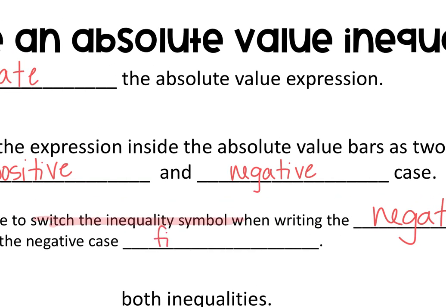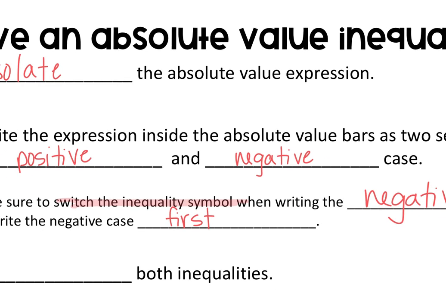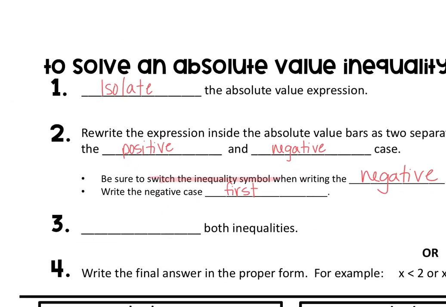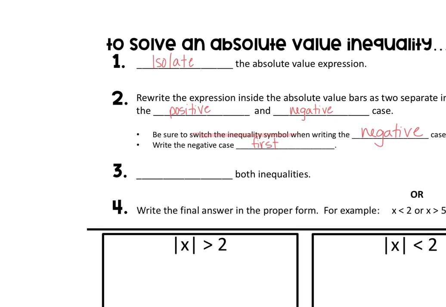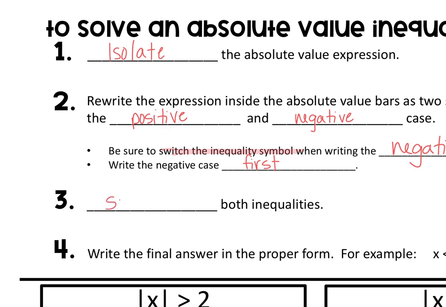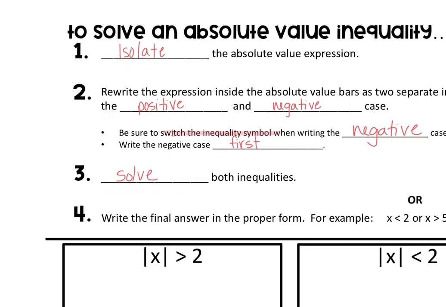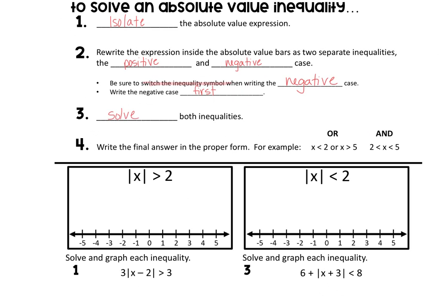This also ensures that when it graphs, it will already be in order from least to greatest of how it needs to graph. So if you write the negative case first, it makes it a little easier when you go to graph your final answer. After you split it into those two cases, then this is the easy part. You're just going to solve both of those inequalities. And then after you solve, you're just writing your final answer. If it's an or, you'll write it with an or in between. Or if it's and, you'll write it in that condensed form where that x is in between that minimum and maximum value. Okay?